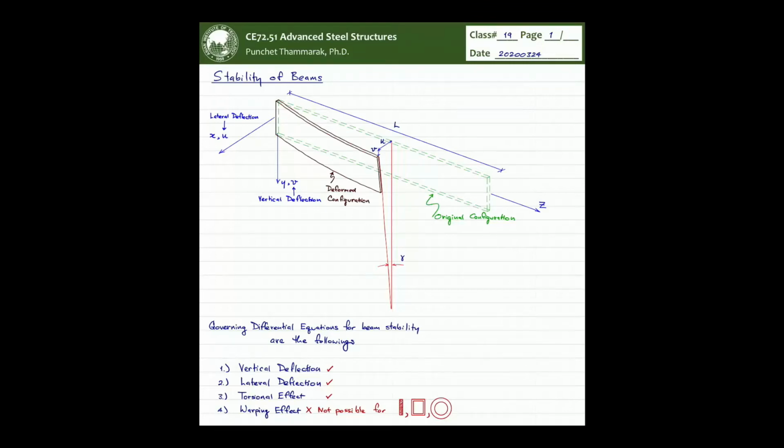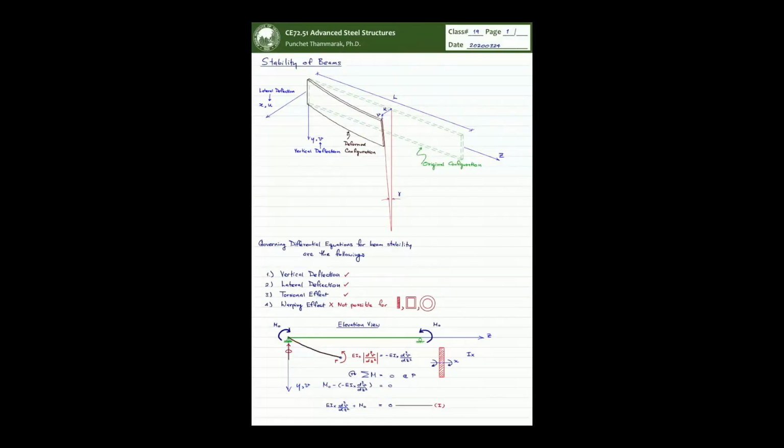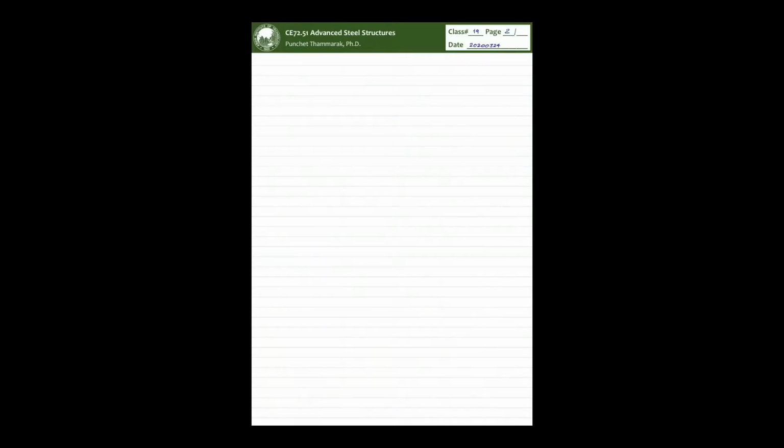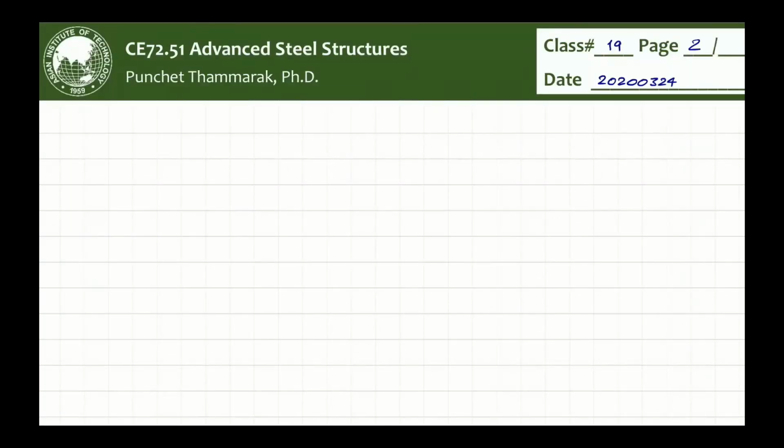So the next view that we are going to look at is the lateral deflection. Your eye is going to be over here looking down this way, so you're going to see the beam undergoing the side swaying condition. Okay, so let me move to the next page, and then we talk about lateral deflection.